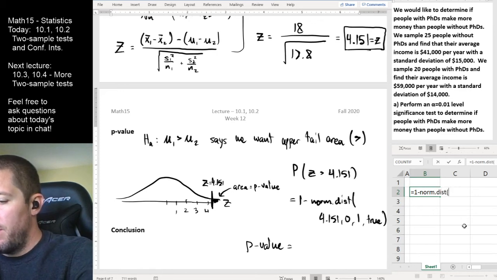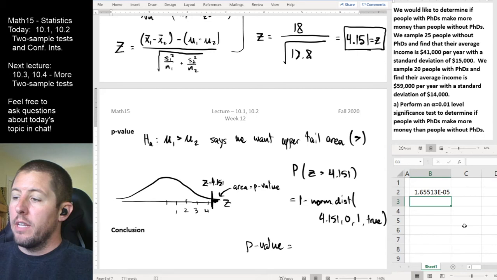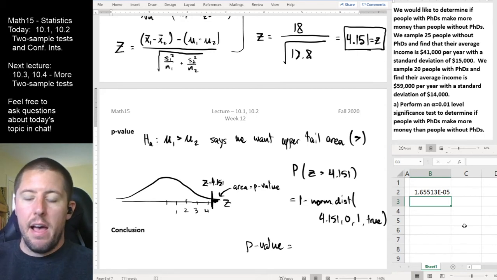Norm.dist, my value of interest is 4.151. My mean is 0. My standard deviation is 1. And that's because we're in a z distribution. That's always a 0, 1 for the z distribution. We're always doing cumulative here. And you can see it's giving me one of these e values here.